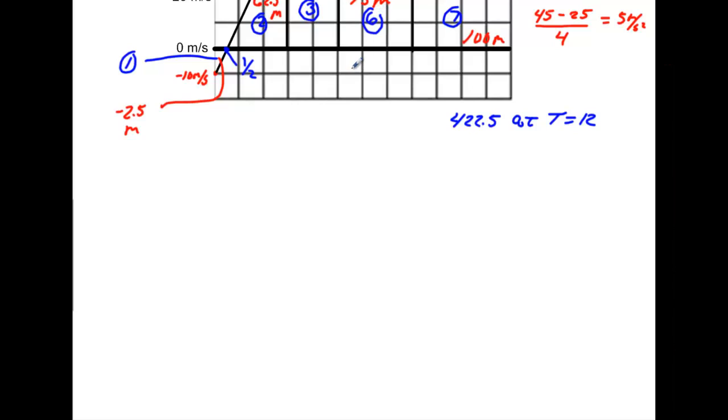This is Dr. Holt. This is a continuation of a previous video. On our previous video we found that the x position was located at 422.5 at t equals 12.